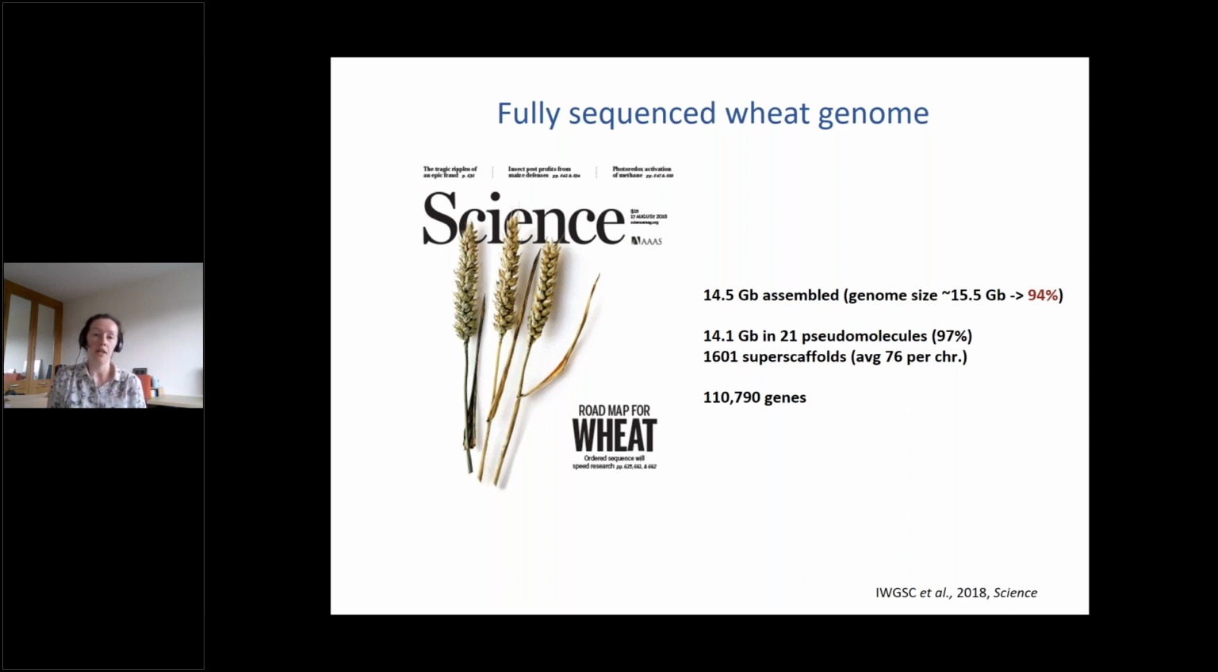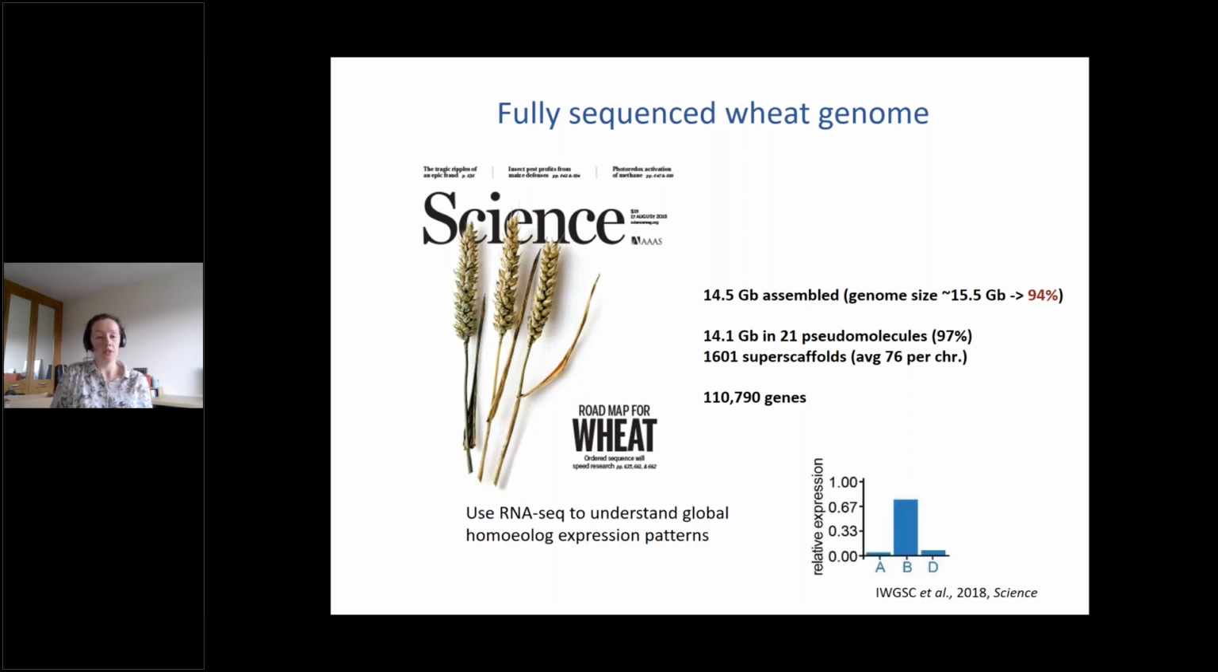And importantly, there were genes annotated on this wheat genome sequence. So in total, there were 110,000 genes found in the wheat genome. This includes A genome, B genome, and D genome homologs. And as a first step towards trying to understand this question of functional redundancy of these 110,000 genes, we decided to look at RNA-seq data to try to understand the global homolog expression patterns. So for example, are most genes in the wheat genome that have 3 copies, do they all get expressed at the same level? Or is it that actually 1 of the 3 copies is more highly expressed?